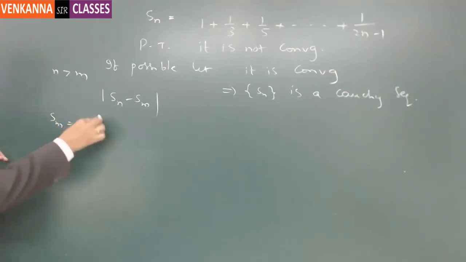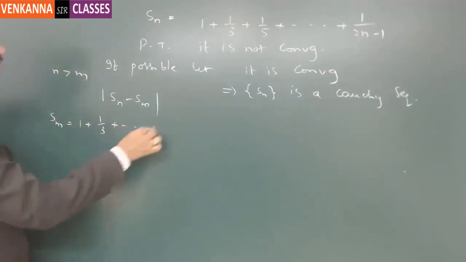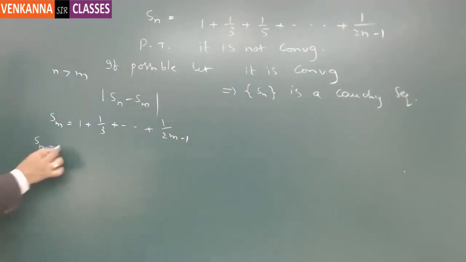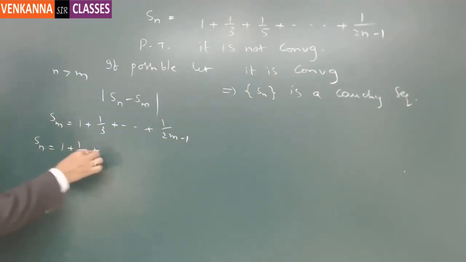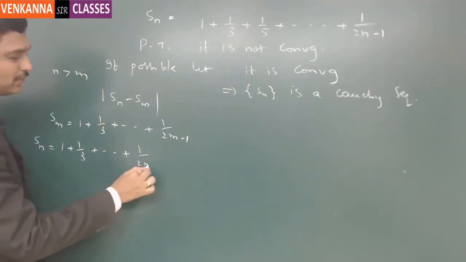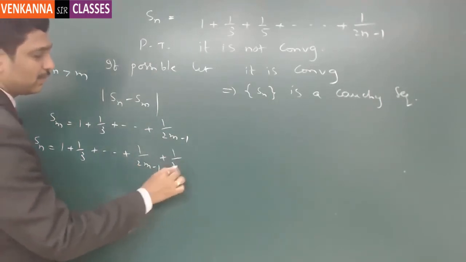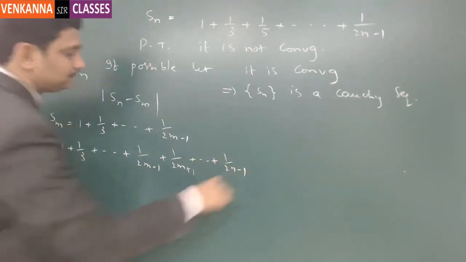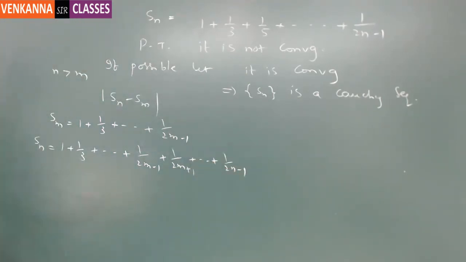So Sm is equal to 1 plus 1 by 3 plus so on plus 1 by 2m minus 1. If I write Sn, it is 1 plus 1 by 3 plus so on plus 1 by 2m minus 1 plus 1 by 2m plus 1 plus so on plus 1 by 2n minus 1, because I am taking the odd values in the denominator. Accepted all?